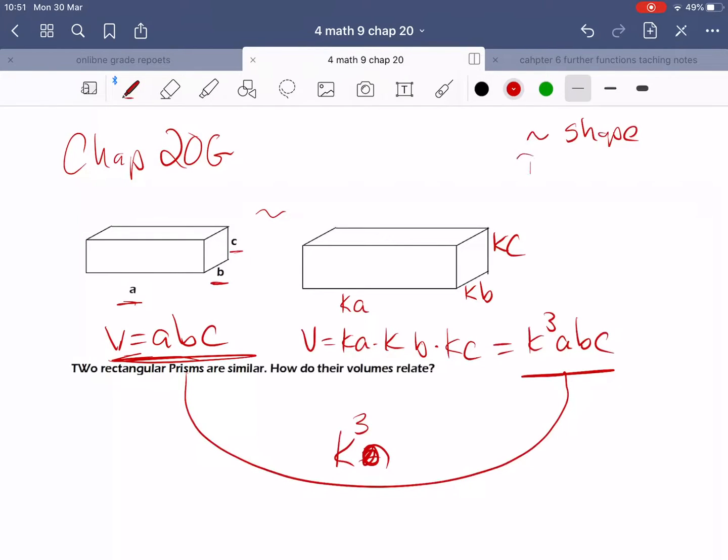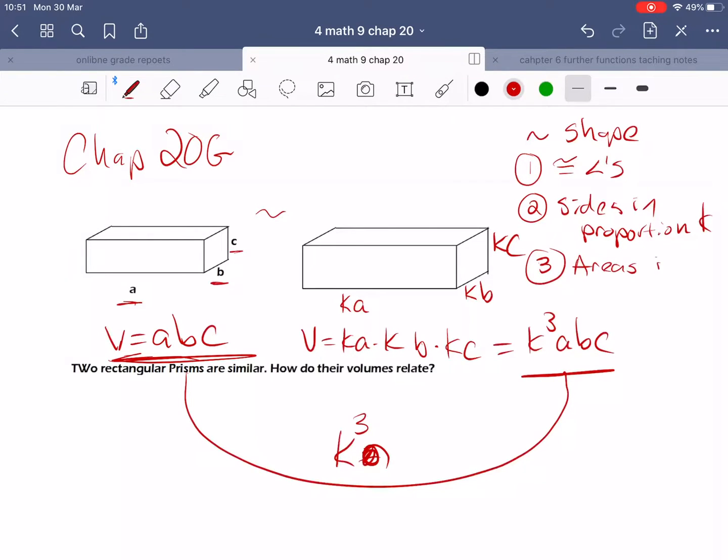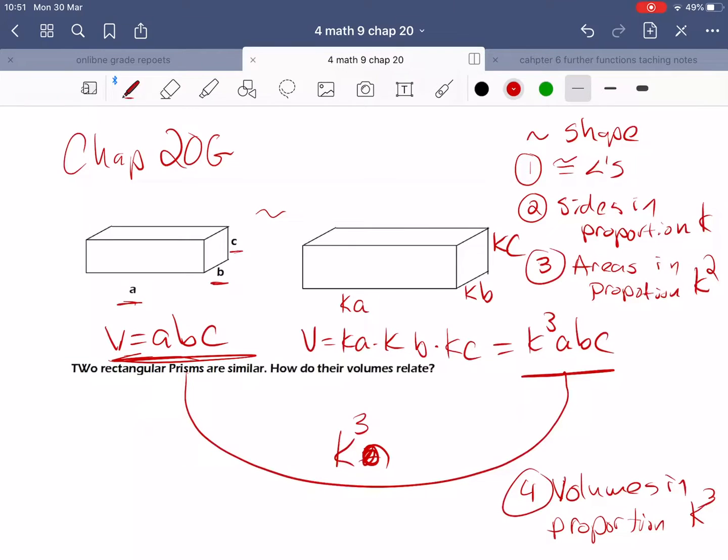So now we know about similar shapes. We know four things. First thing we know is congruent angles. Second thing we know is sides in proportion. Okay. Number three is areas in proportion, K squared. And the fourth thing we know is volumes in proportion, K cubed. Okay, so those are the four things you must know every time we do these.